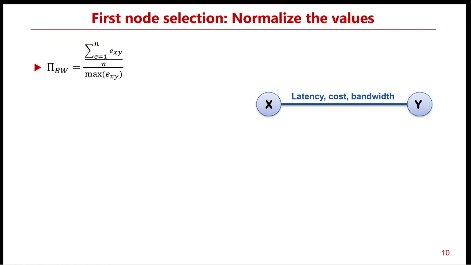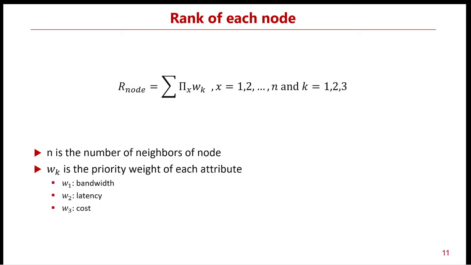We do the same mechanism for delay and cost, while in the case of delay and cost, the minimum value is better for us, and we divide the minimum value over the average value in order to normalize the value. After normalization, we rank all the nodes, and we call it R node as the rank of the node.